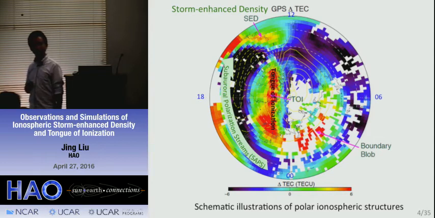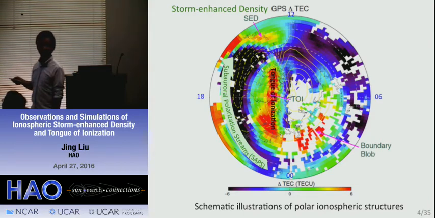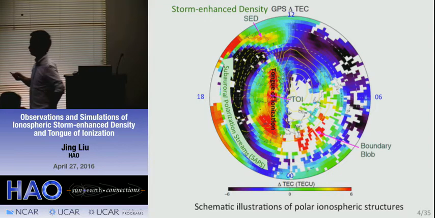Excuse me, the white is no measurement, or it's just TEC? No, the white is lack of data. No data, yeah. Thank you. And it's distorted into this kind of enhanced density called a boundary blob.